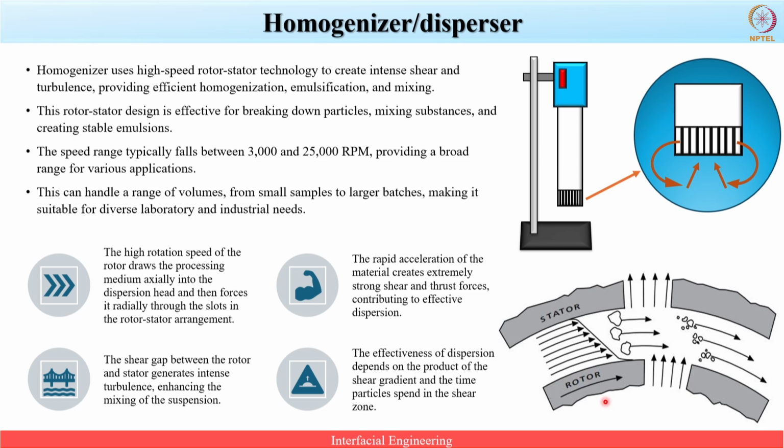The rotor is a rotating element that generates high speed motion. The stator is a stationary element surrounding the rotor with slots or perforations. Now, when the rotor spins at high speed, it creates a suction effect that draws the liquid sample into the stator slots. This movement generates an axial flow, meaning the liquid flows along the axis of rotation. As the liquid passes through the narrow gaps between the rotor and stator, it experiences intense shear forces.